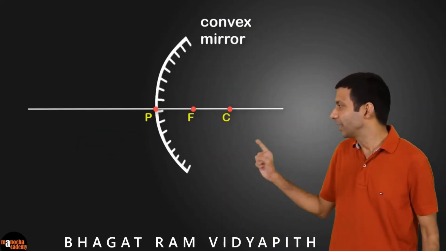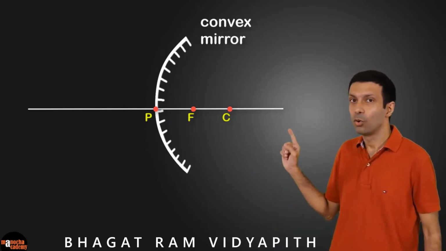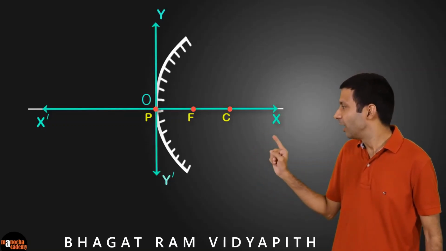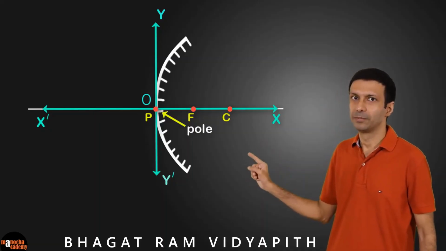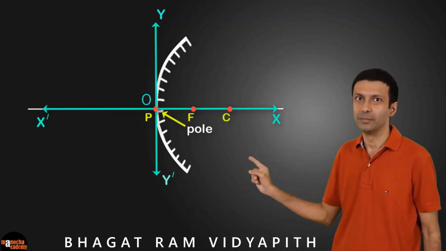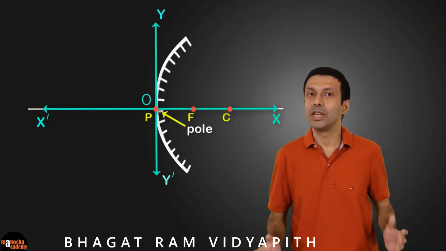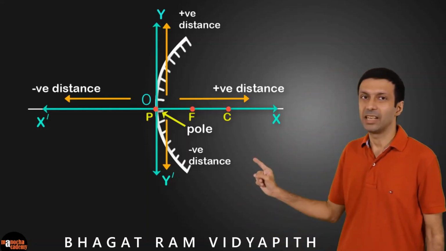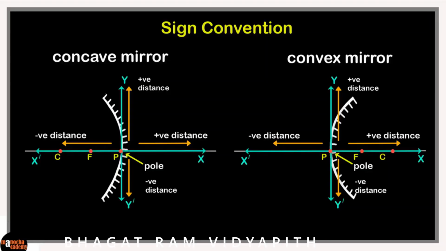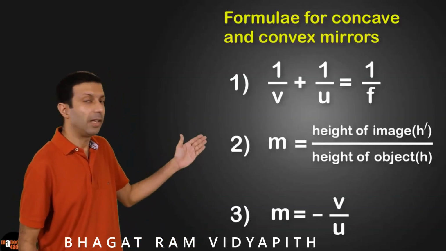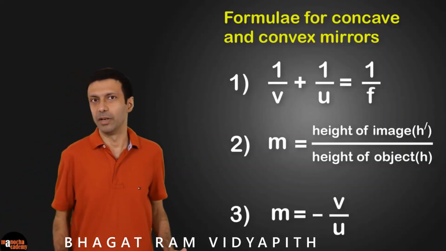Similarly, for the convex mirror, imagine you are placing the coordinate axis, the x and y axis, with the origin at the pole of the convex mirror. And the x axis is along the principal axis as shown here. Once again, when we measure the distances and heights, they have a sign according to the sign convention. Let's place the sign convention for concave and convex mirrors on our concept board. Now let's take a look at the formulae for concave and convex mirrors.